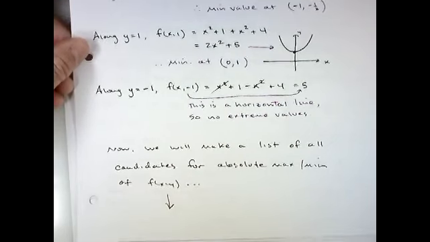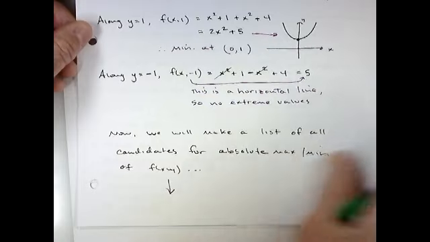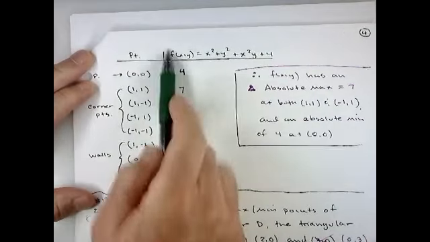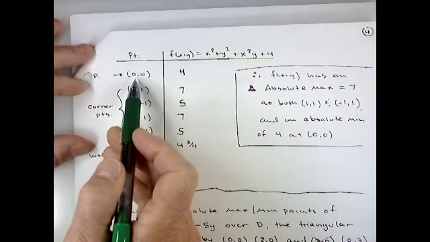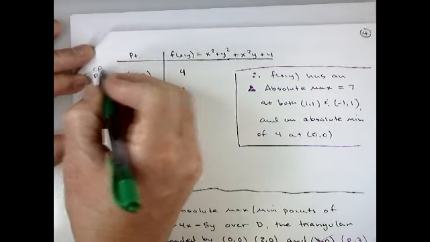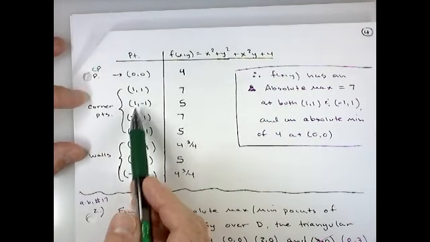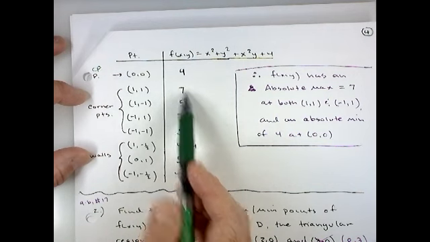So then we make a list of all of our candidates, all the points of interest that came about. And so that's going to be on the next page. Okay. So I like to make a table. There's a lot of points. We had our critical point right here at 0, 0. This was critical point. And if you plug in 0, 0 for x and y, you get 4.